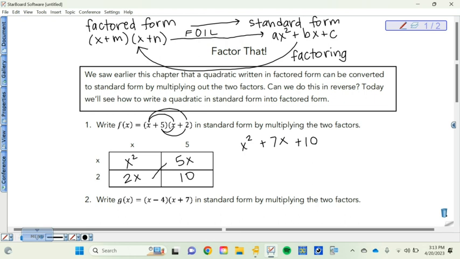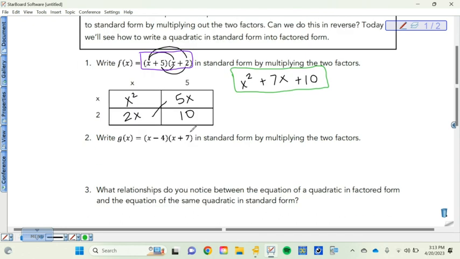Perfect. That's it. So I went from factored form here to standard form here.